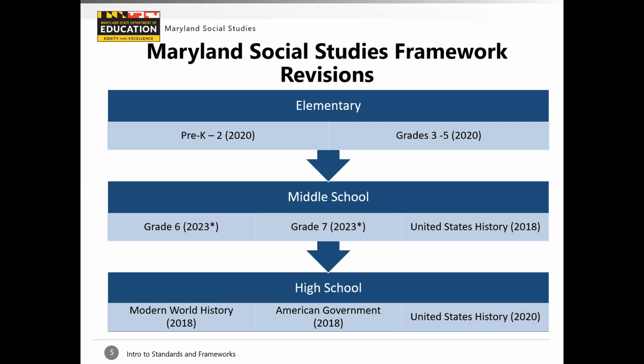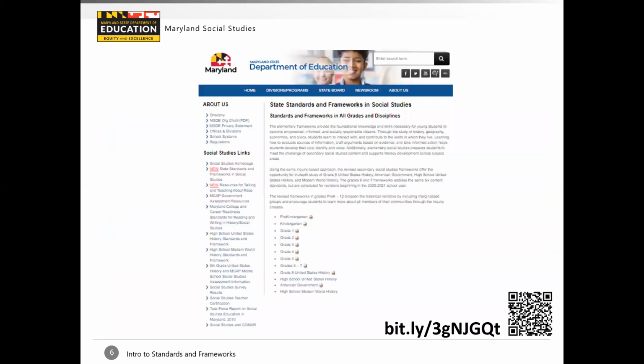By the time the grade 6 and 7 frameworks are released, there will be a percolation of social studies skills and foundations through all grade levels. All of the Maryland Social Studies frameworks are available on the MSDE Social Studies page. A QR code and shortened URL are available on your screen for quick access.